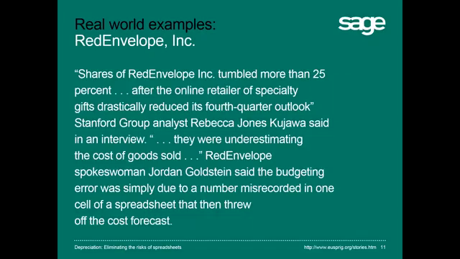There's plenty of other examples out there as well. A similar situation occurred with Red Envelope Inc. An error in a single cell of a spreadsheet led to a 25% drop in share prices due to miscalculating their budgets and cost of goods sold.